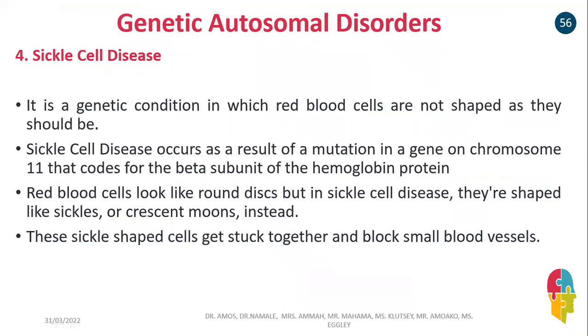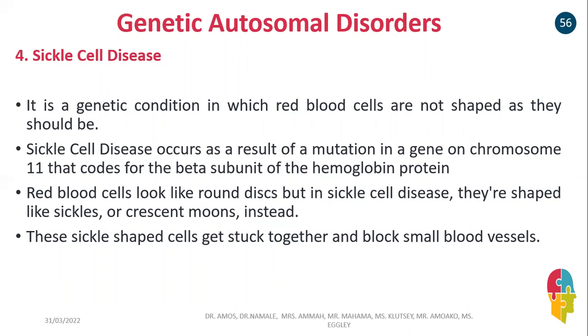Now let's talk about sickle cell. Sickle cell is a genetic condition in which red blood cells are not shaped like they should be. Normally, the red blood cells are supposed to be in the form of a disc, but they are crescent shaped in sickle cell. Sickle cell results because there's a mutation on one of the genes located on chromosome 11, and this codes for the hemoglobin protein.